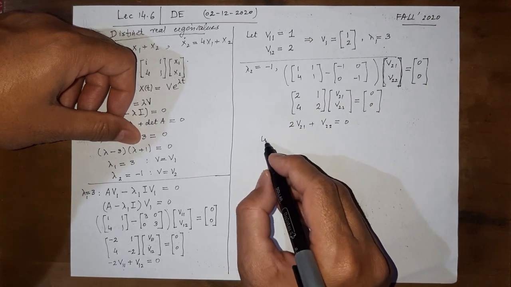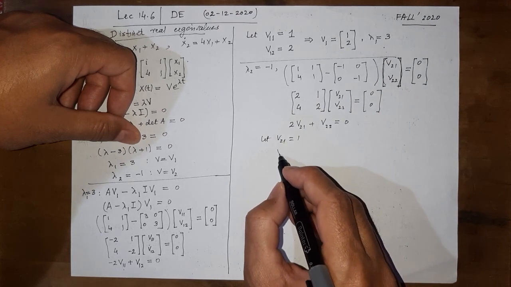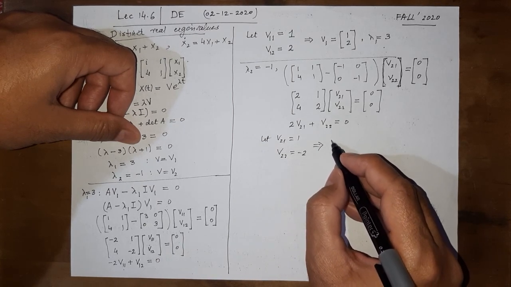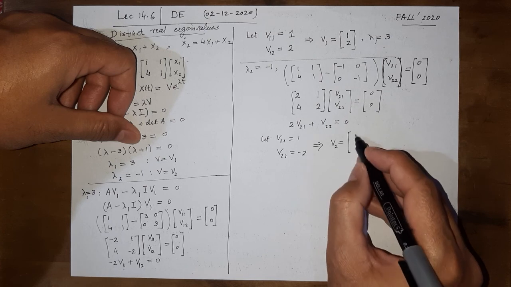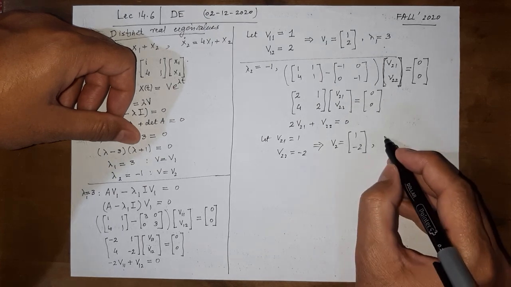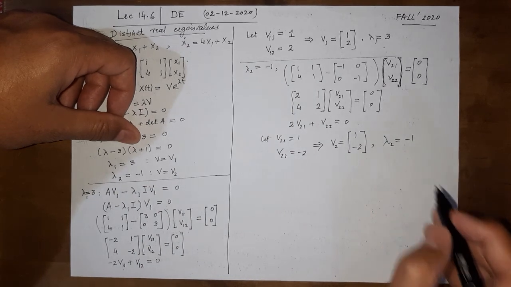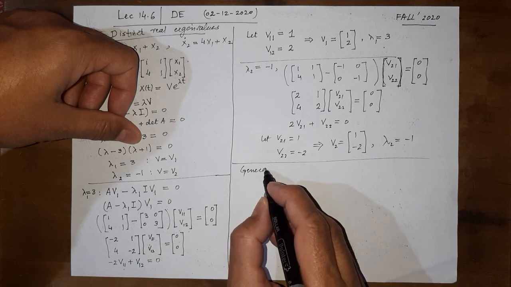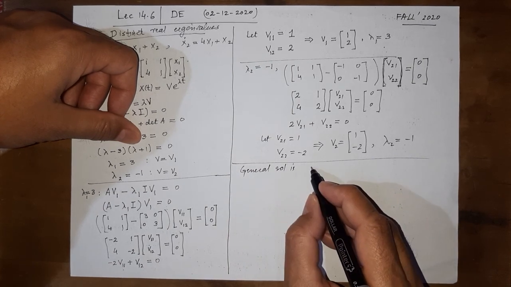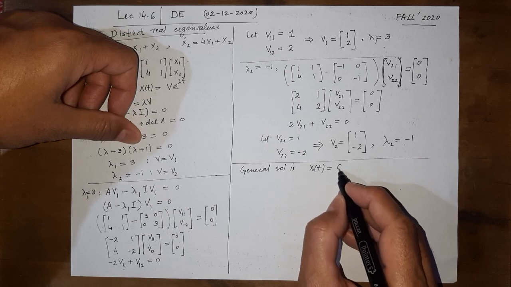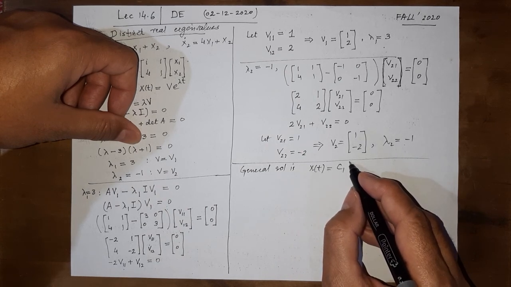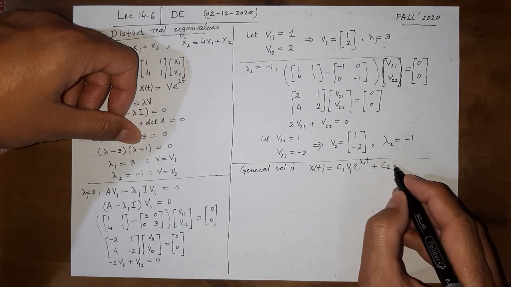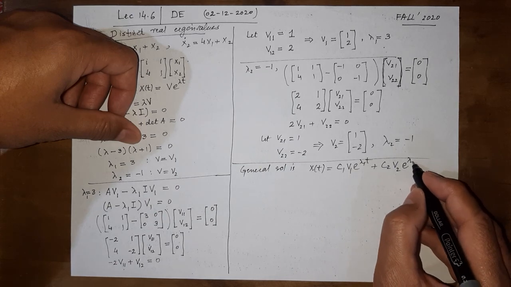So assume v21 to be 1, then v22 is equal to minus 2, which implies that v2, the eigenvector, is (1, minus 2) for lambda minus 1. Now, knowing this, we know the general solution is x(t) is equal to c1, some scalar depending upon the initial conditions, times v1 e raised to the power lambda 1 t, plus c2 v2 e raised to the power lambda 2 t.